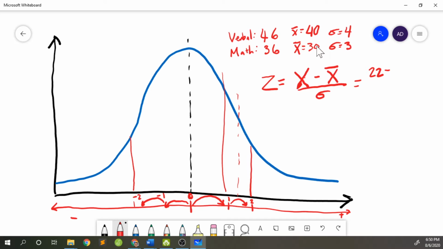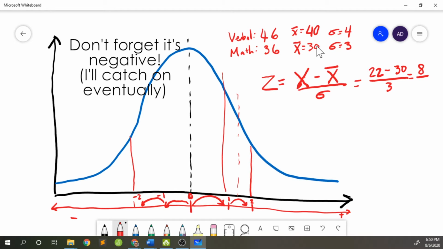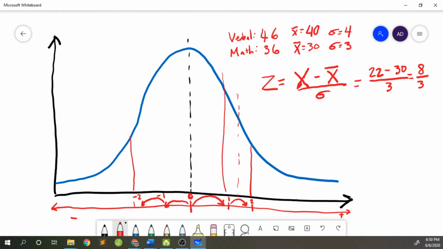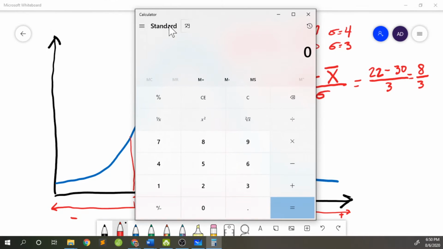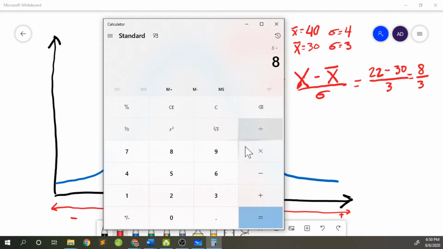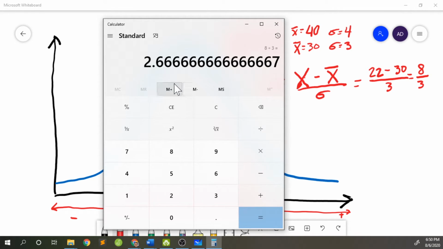And we need to subtract from that the 30, which is the average. Right? That's our X bar here. And we're going to divide by 3. So that's going to give us 22 minus 30 is going to be 8. Oh, this is a nasty number here, right? Divided by 3. So what is 8 divided by 3? Let's pull out a calculator real fast. 8 divided by 3. Okay, 2.67.